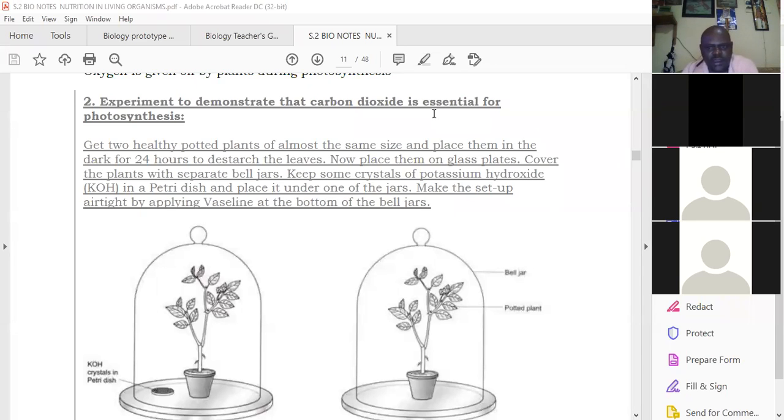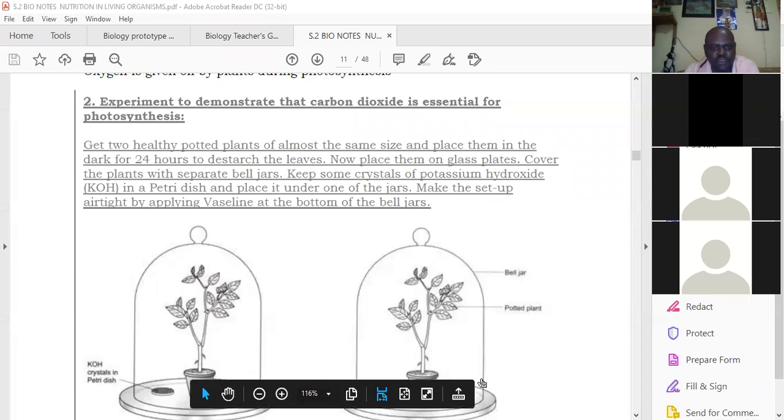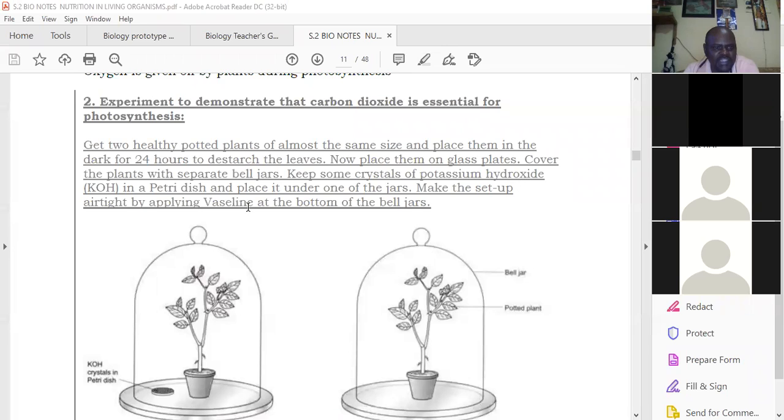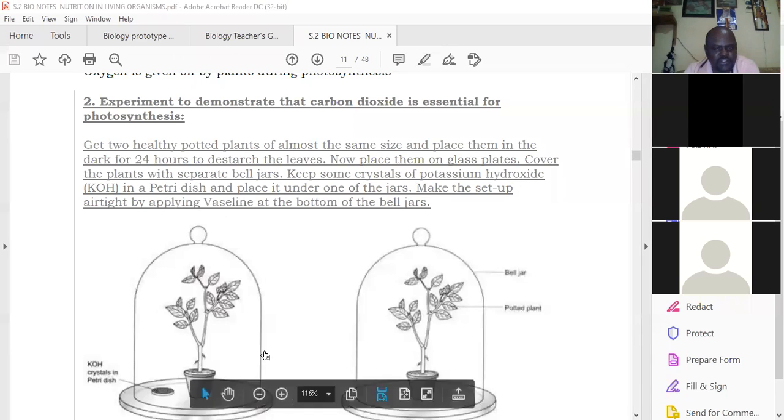Then now, yes. We place the plants and cover them separately, like you see in the setup here. We cover them separately. However, we keep some crystals of potassium hydroxide in a petri dish. You can see.